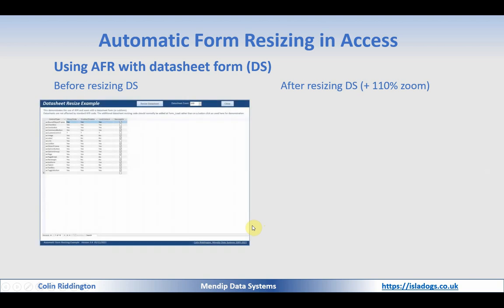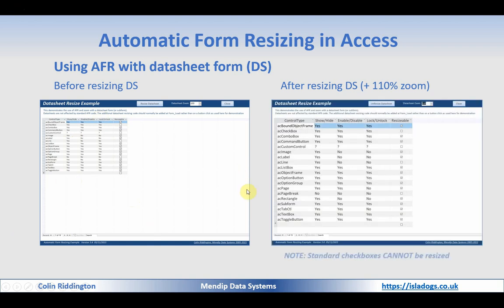Here's the datasheet form. Here's a fairly standard situation where the text is very small then, and obviously even if that was filling the screen, it's still fairly small. And after resizing and with a small amount of zoom, then you've got a form now which is very definitely readable. But you can adjust the amount of scaling on that. The one thing that I've mentioned here that doesn't resize, and that is Access gives you no way of adjusting the size of a checkbox, and it can't still be done with automatic form resizing.